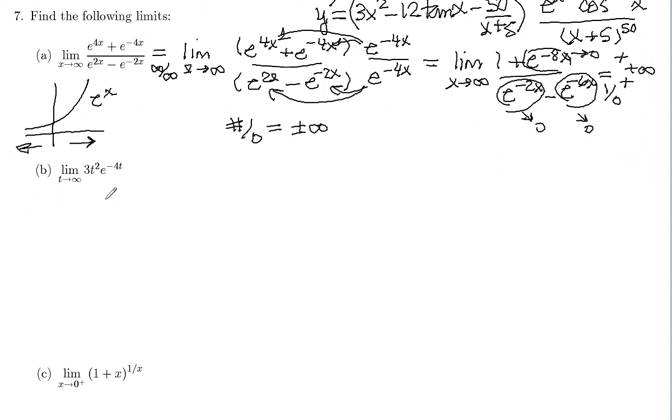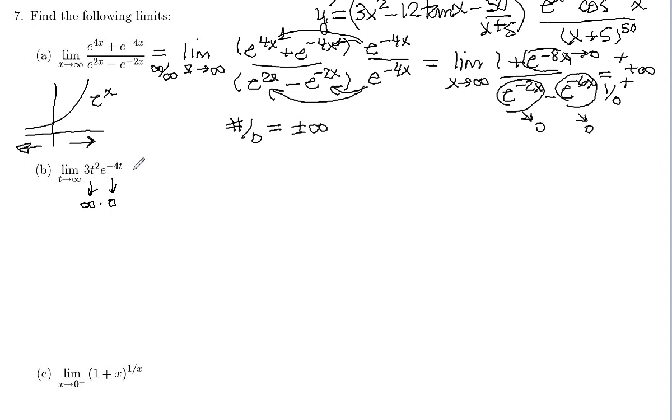Okay, next up, we are looking at the limit as t goes to infinity of 3t squared times e to the minus 4t. So let's see, as t goes to infinity, this piece here approaches infinity. And then e to a big negative exponent: as t goes to infinity, negative 4t goes to minus infinity, so e to a big negative exponent is going to approach 0. So that's form infinity times 0.